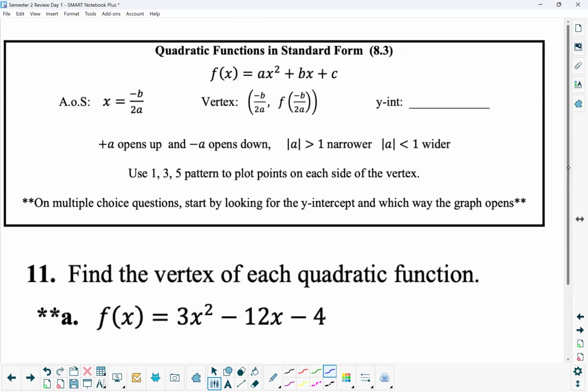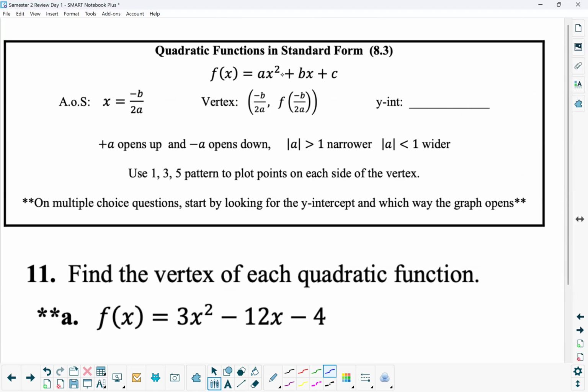Standard form, f of x is equal to ax squared plus bx plus c. Here, our axis of symmetry, we take the opposite of b divided by 2a. Once we find the axis of symmetry, that value is the x-coordinate of our vertex, just like it was if we had vertex form. And to find the y-coordinate, we plug that value into our equation and solve to get the y value. Again, we'll take a look at that here in just a minute.